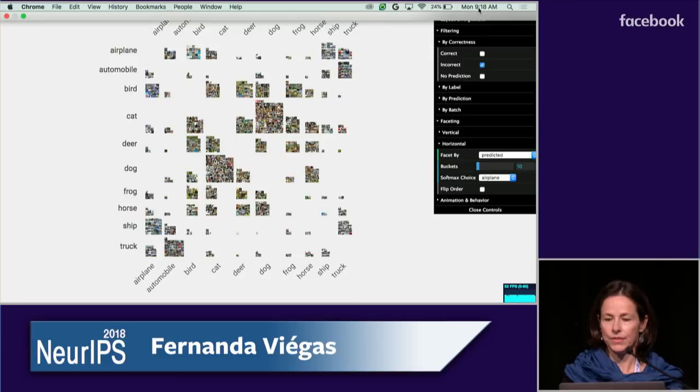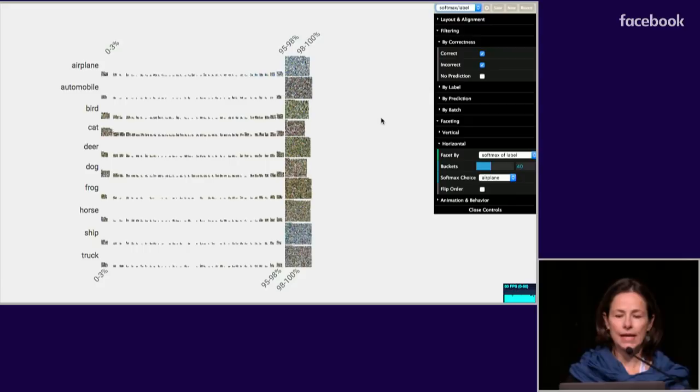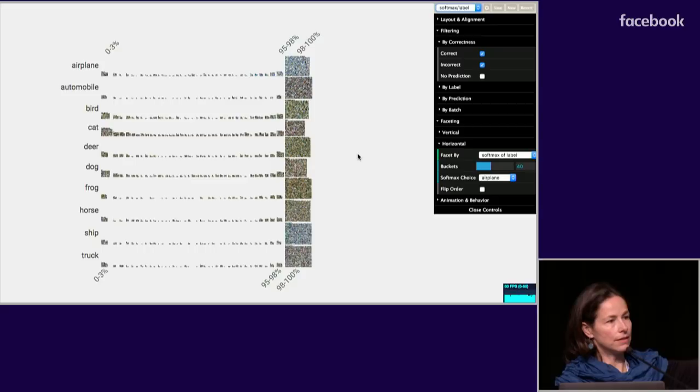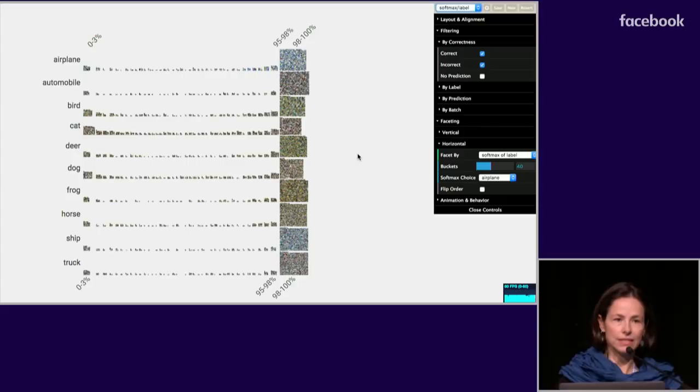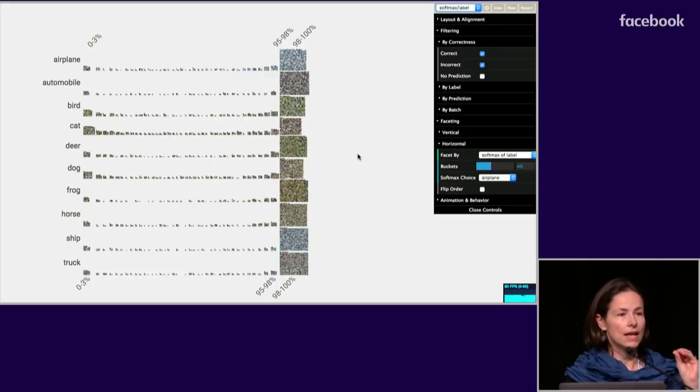All right. Another thing I want to show is this visualization of the softmax layer. What's happening here, I just want to see the distribution. The more to the right an image is, the more certain my system is that that image is indeed an airplane or a dog or a cat. But likewise, the more to the left, the more certain my system is that that image is not an airplane or not a cat, okay?